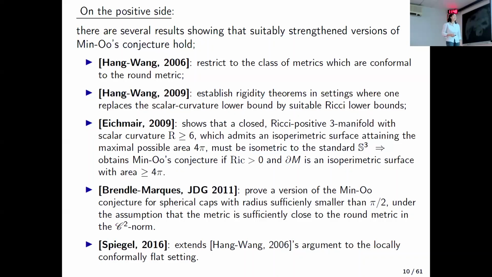And then Brendle and Marques also proved the same conjecture, but for a spherical cap: if you put the same condition on a spherical cap which does not arrive at the equator, so with a radius less than pi/2, meaning a smaller spherical cap. Then there was also this result by Spiegel, who improved the result of Wang on conformal round metrics, replacing the condition of being conformal with being locally conformally flat.